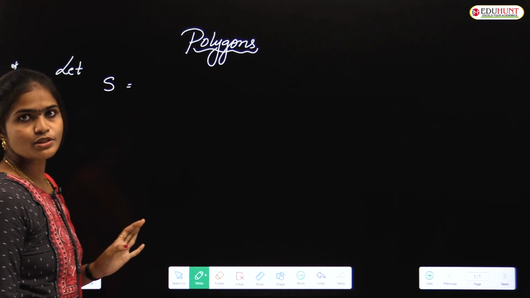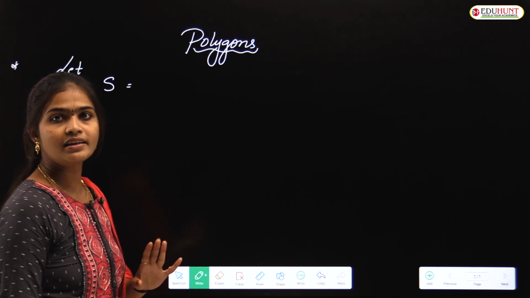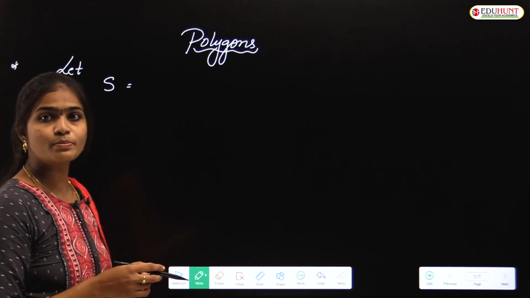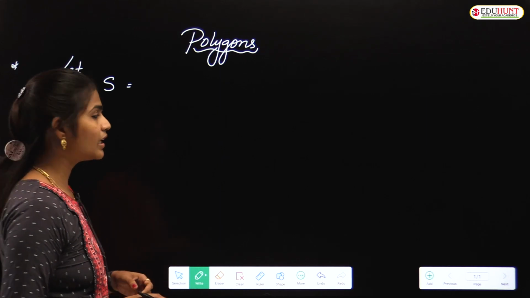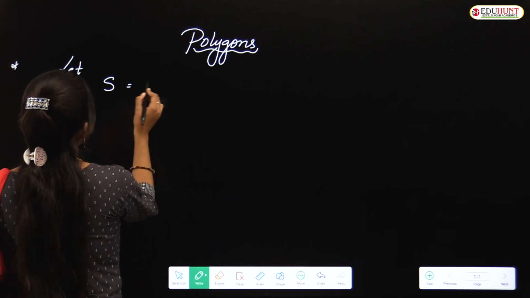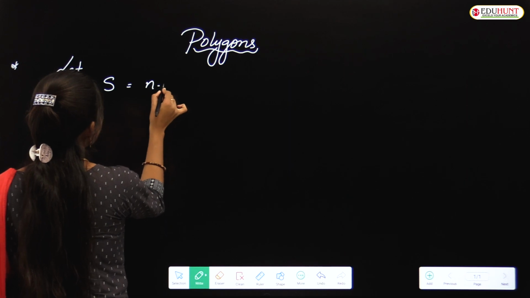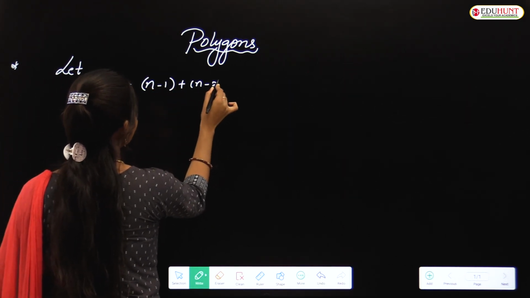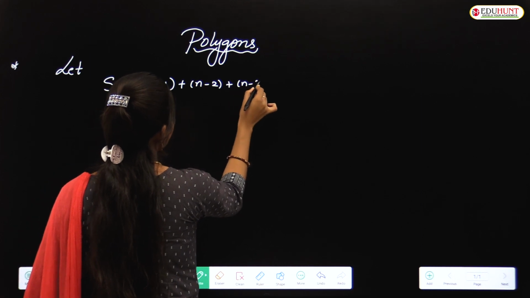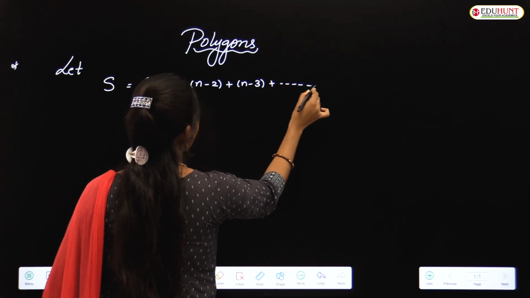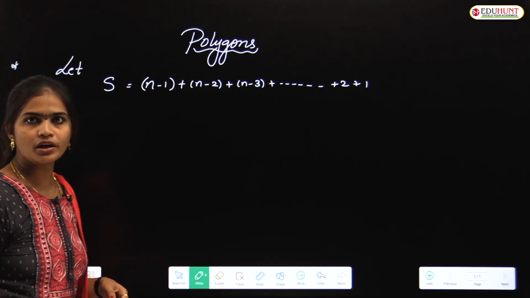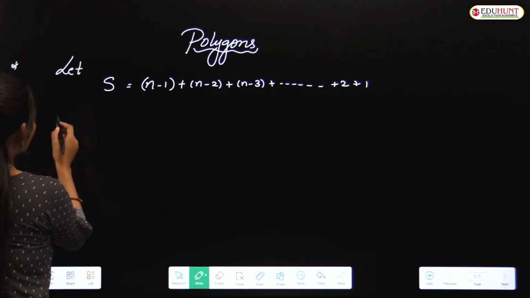So S is equal to the sum of the first n natural numbers. Those numbers must be in consecutive order. So S is equal to what we got here: n minus 1 plus n minus 2 plus n minus 3 and so on plus 2 plus 1. That one only we got previously. So that's why now I am reversing.